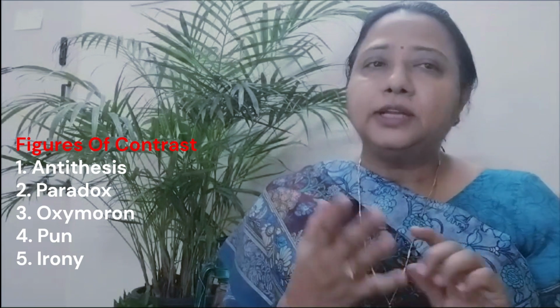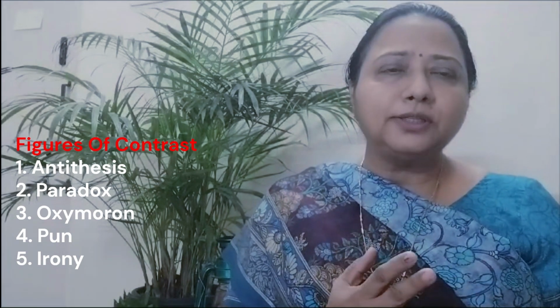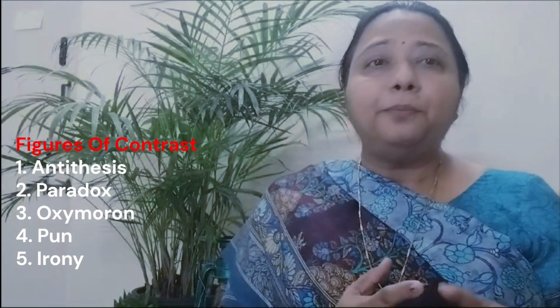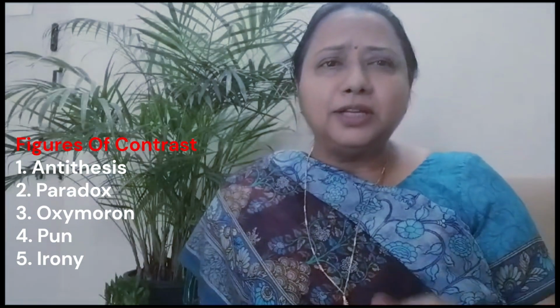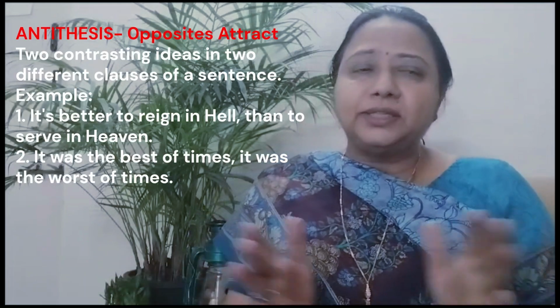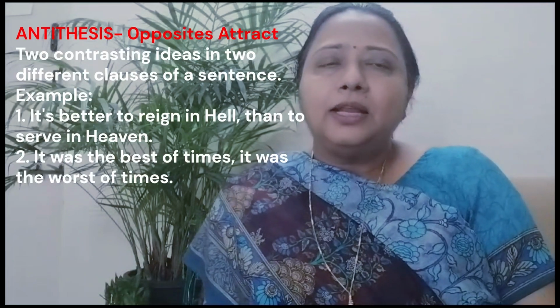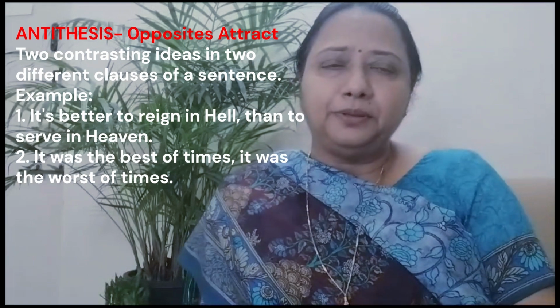And under this umbrella, we have antithesis, paradox, oxymoron, pun and irony. How about studying antithesis, oxymoron and paradox together, because they have some similarities in them. The first one is antithesis. Antithesis is contrasting ideas. Let's understand it through an example.